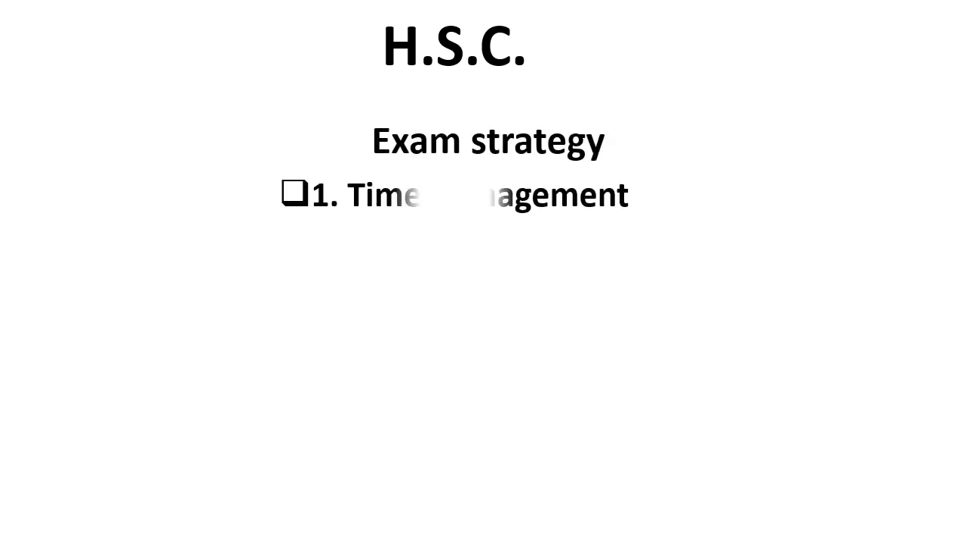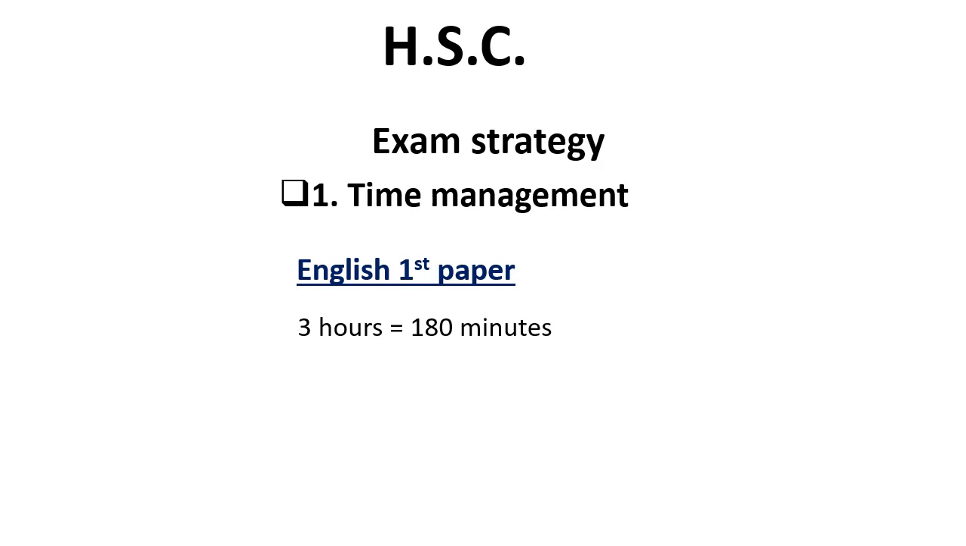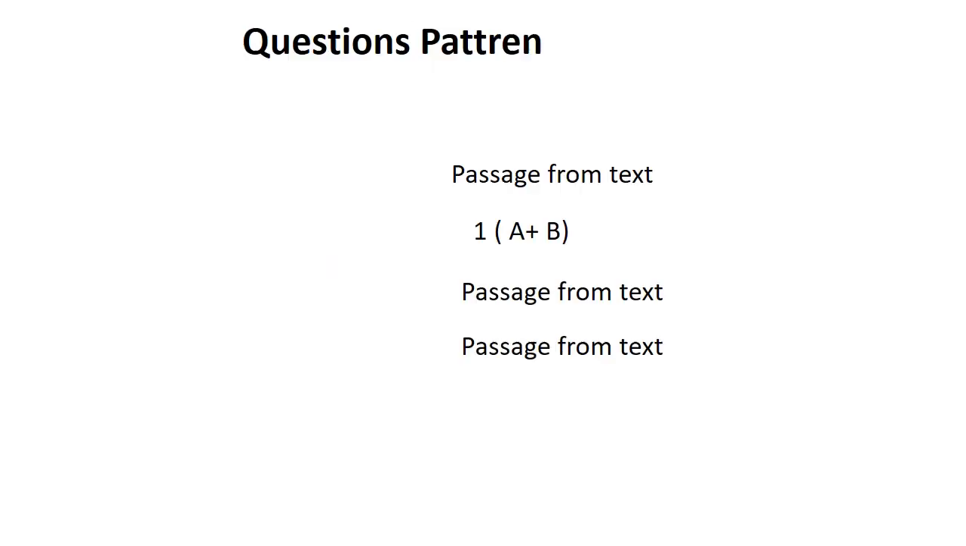Now, HSC first year students, we start our discussion on question papers, time management and exam strategy that you need for your exam. Exam strategy, the first thing is time management. English first paper: you have 3 hours, that means 180 minutes, and 12 questions, including number 1, which has A plus B, 2 questions together. If you divide 180 minutes by 12, you will get 15 minutes for each question.